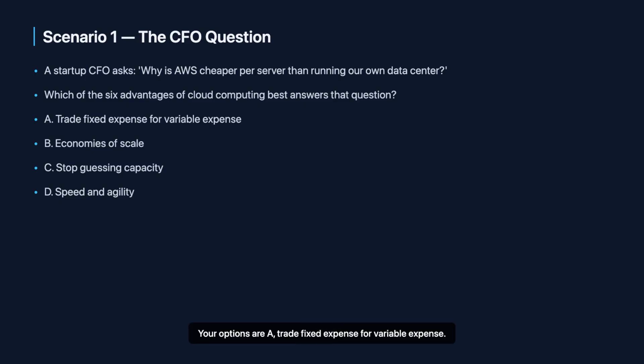Your options are A. Trade fixed expense for variable expense. B. Economies of scale. C. Stop guessing capacity. Or D. Speed and agility. Pause here if you want more time.